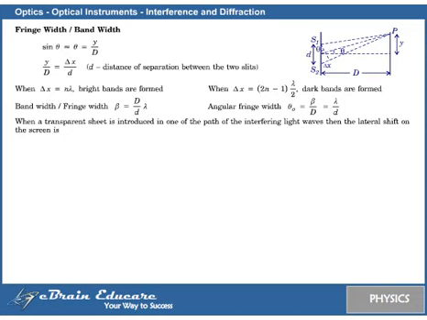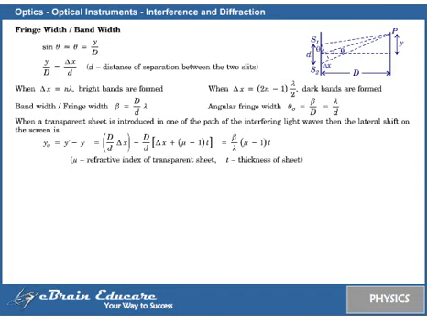When a transparent sheet is introduced in the path of one of the interfering light waves, then the lateral shift that is produced on the screen is given by the formula y0 equals y prime minus y, which is equal to capital D by small d into delta x plus (mu minus 1) into t, minus capital D by small d into delta x, which is equal to beta by lambda into (mu minus 1) into t, where mu is the refractive index of the transparent sheet and t is the thickness of the sheet.